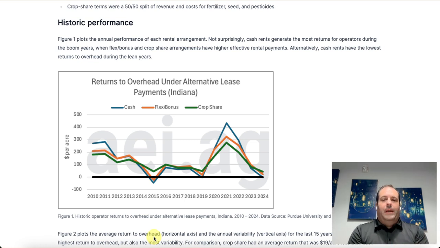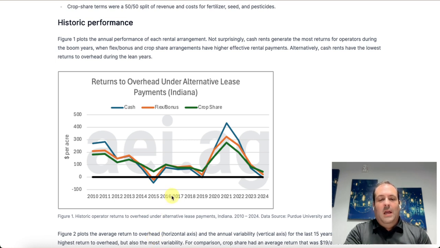But the first thing I want to point out is that what we measured here is returns to overhead after the rent's paid. So we took revenue minus variable costs of production minus the rent of these alternative lease agreements. We looked at it since 2010. And as you can see, there's quite a bit of difference as you look across these data.